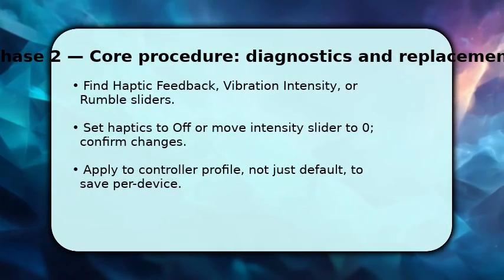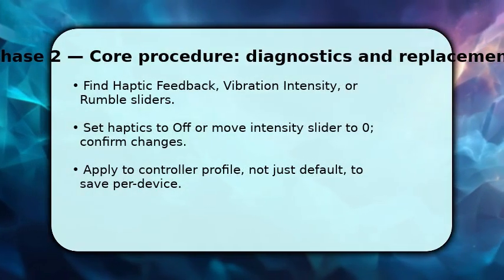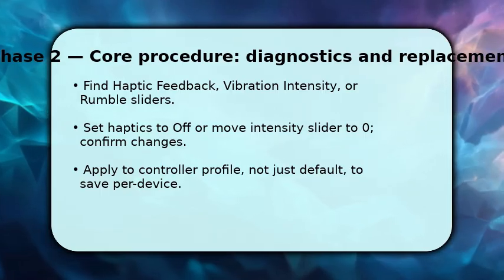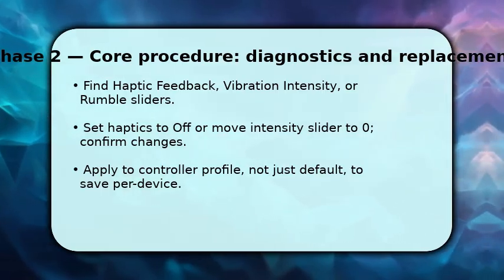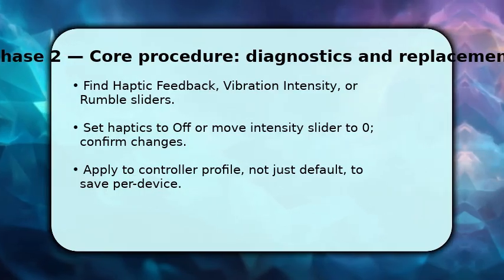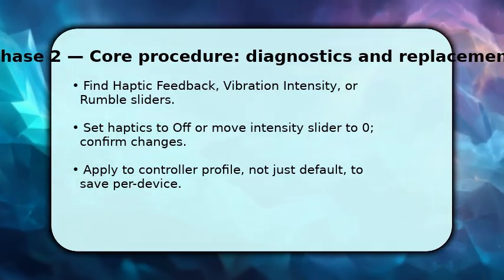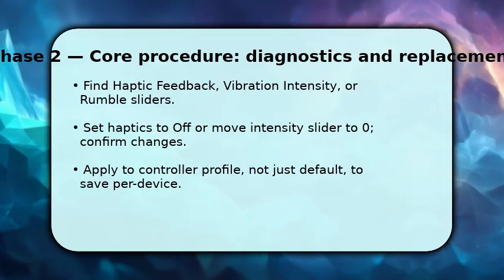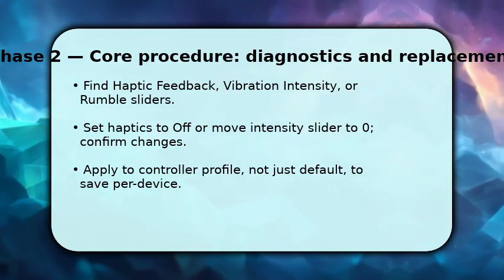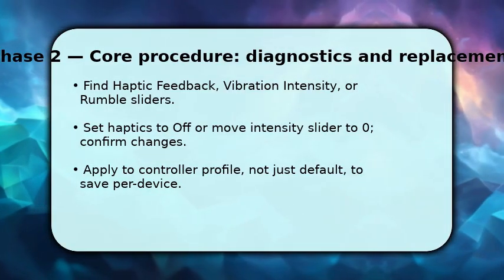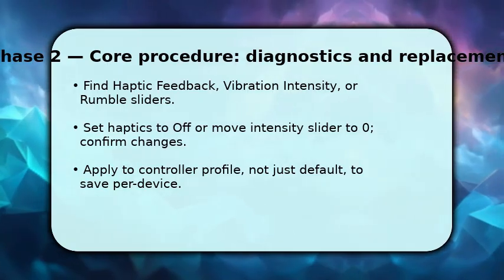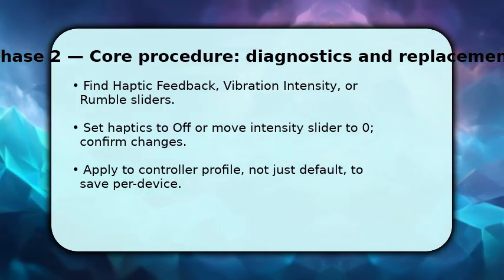Once found, move the intensity slider to 0 or select off. This is the explicit action that stops vibration. After adjusting, use apply or confirm to write settings to the active controller profile, because leaving without confirming can revert changes. If there are separate options for weapon, vehicle, or UI vibration, set each to 0 so nothing triggers unexpectedly.